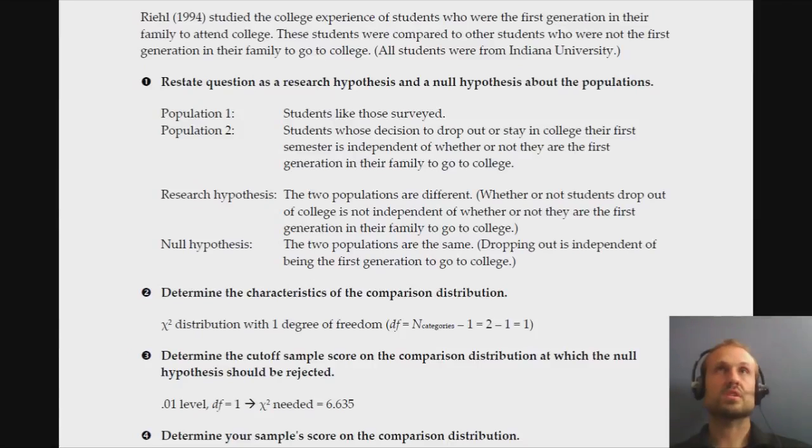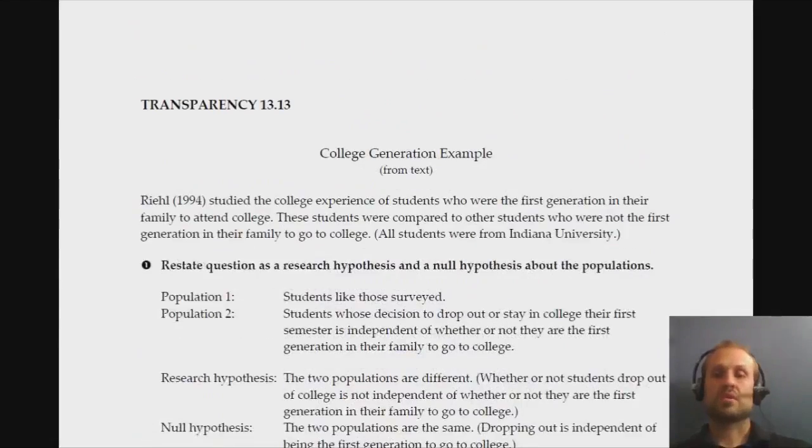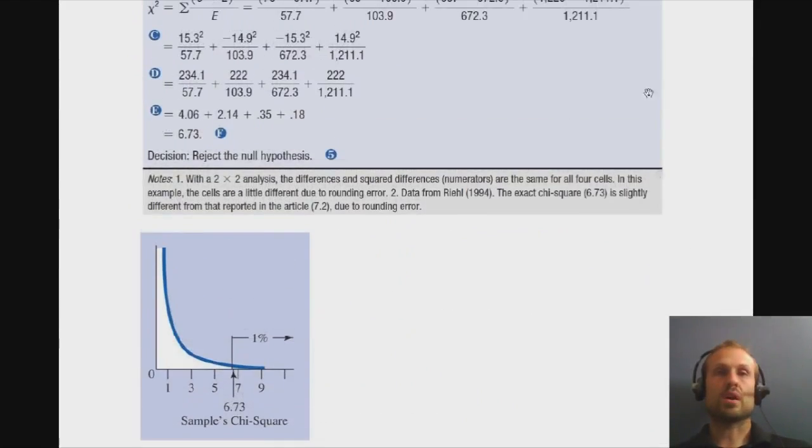Or if you're first generation, does that affect your dropout rate? If you're not first generation, does that affect your dropout rate? Is there a relationship between the variables? I don't know what it is. The chi-square test is only going to say that there is one or not based on my sample. So let's go back to that and see what I observe.